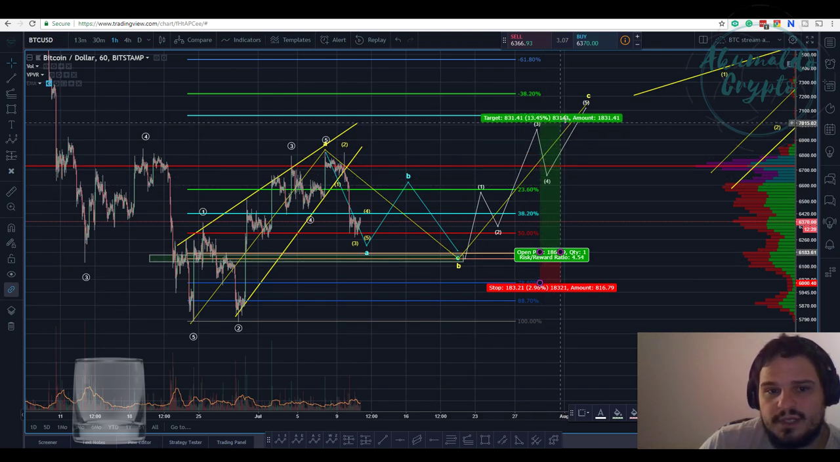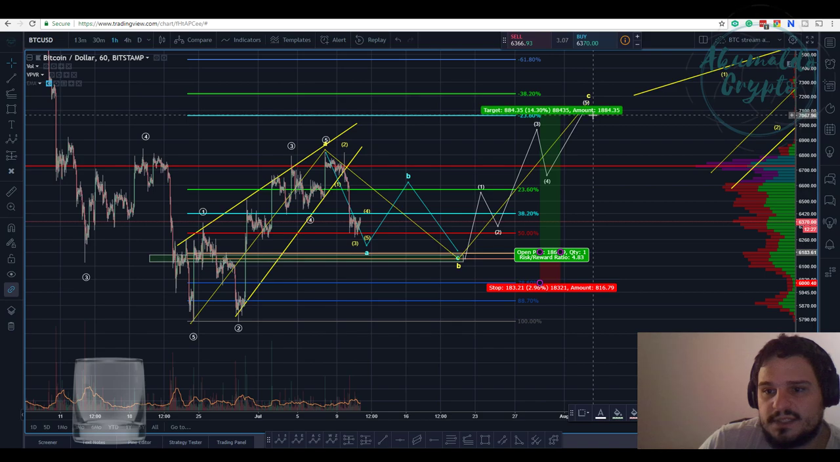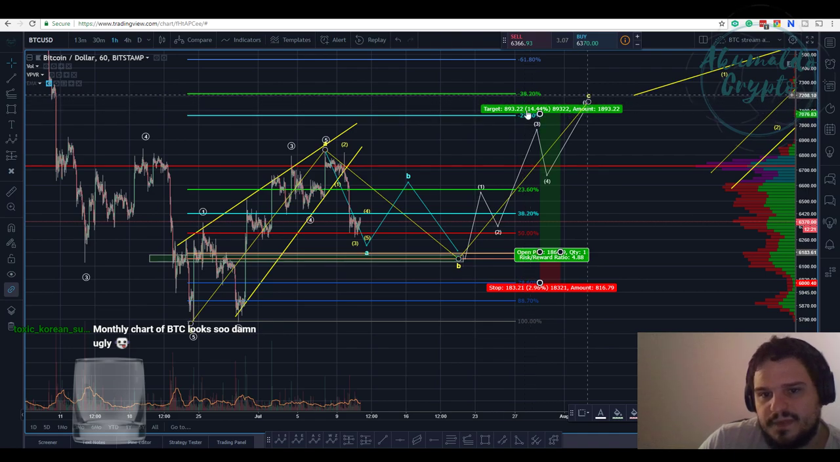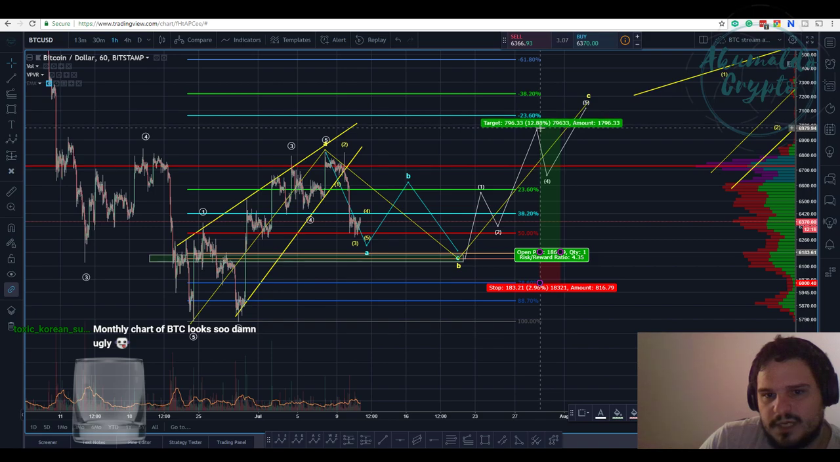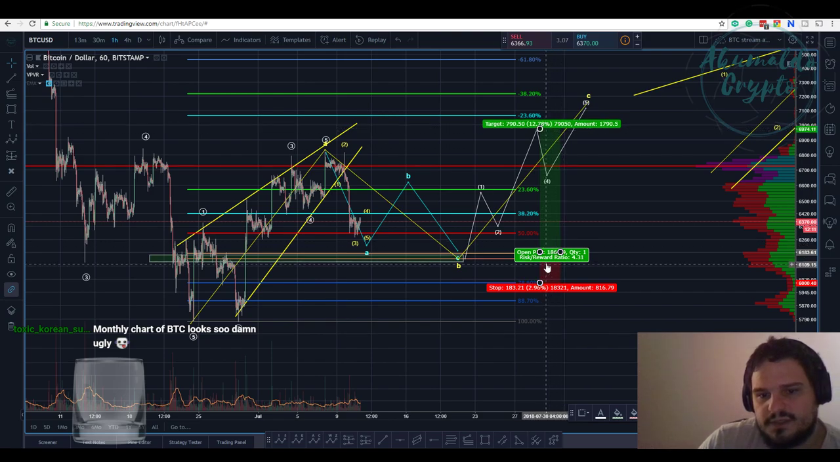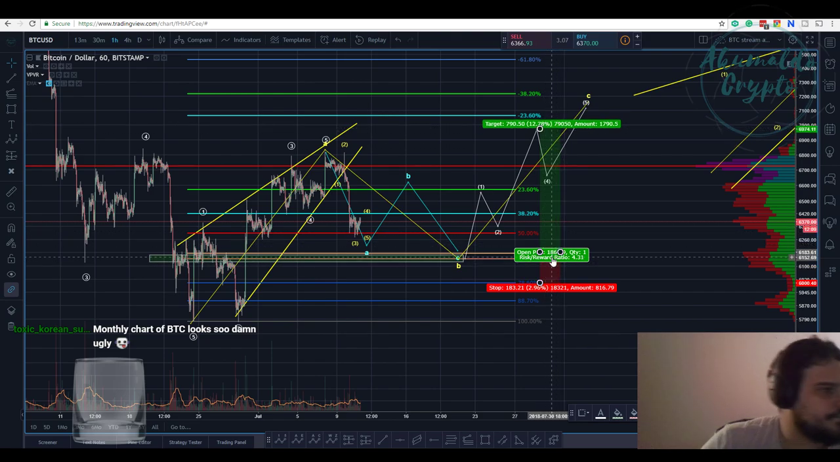aim to the 33.60 because this is an algo target and I want to be conservative, okay? This would be my target for wave C, okay? It doesn't need to be. I would target the wave 3 of the C, okay? This would be a 4.31 risk reward.